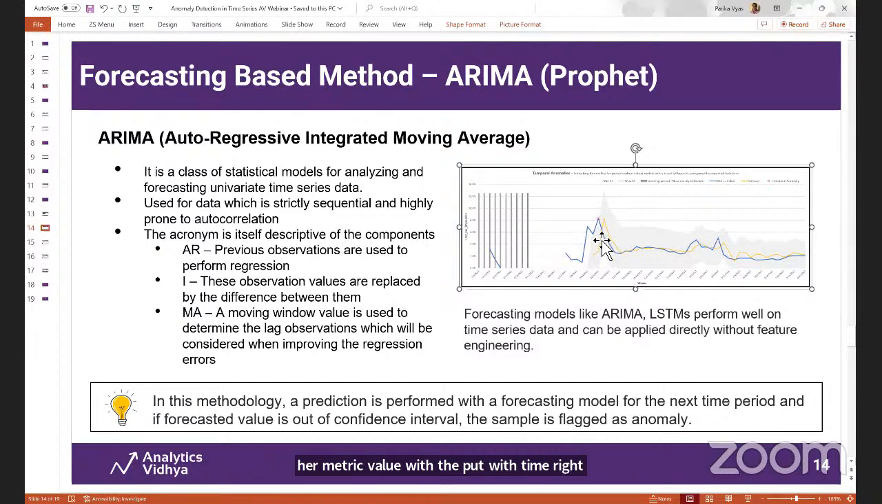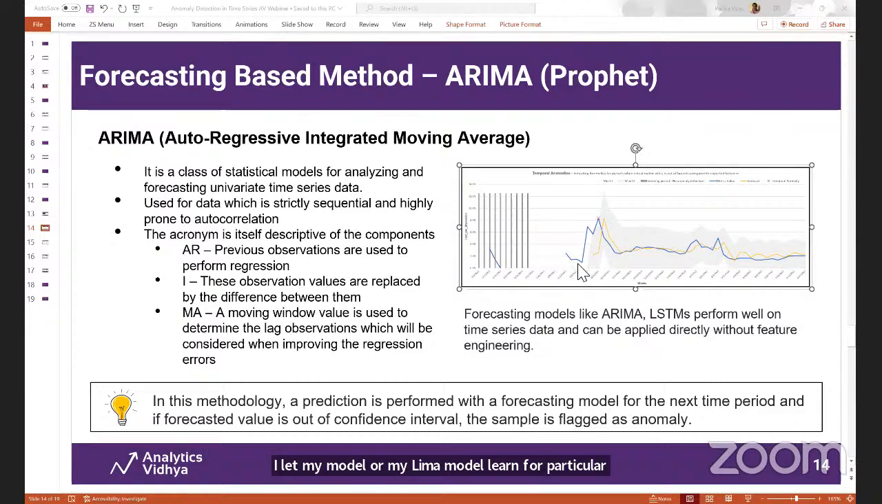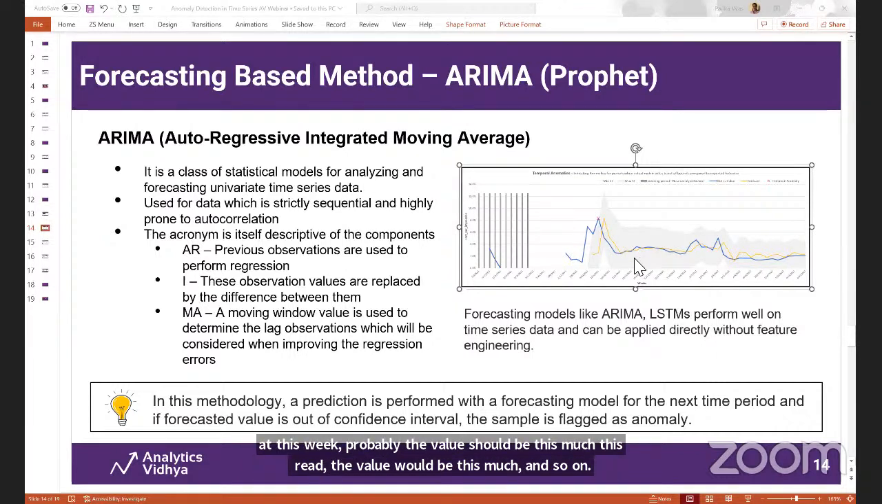In my forecasting approach, let's assume this is a chart of click-through rate, that is, how many people are clicking on my ad if I show them the ad. I let my ARIMA model learn for a particular period of time. Once my model has learned the behavior, look at how the metric value is changing. The blue is the metric value of my click-through rate, and the yellow is the forecast that my model is predicting, that this week the value should be this much, and next week this much, and so on. The forecasted value is pretty much accurate. The forecasting model seems to be working really well.